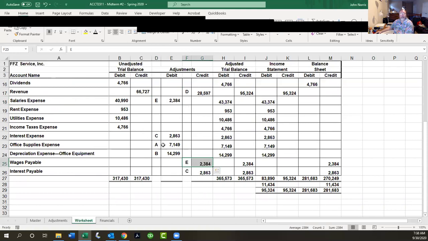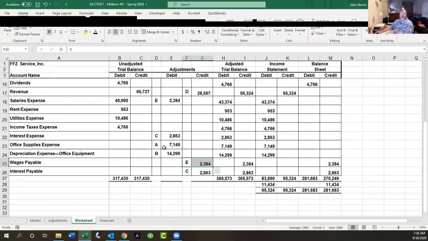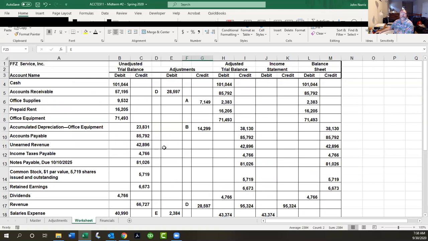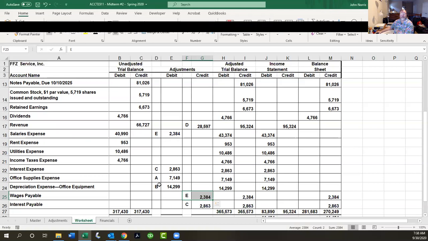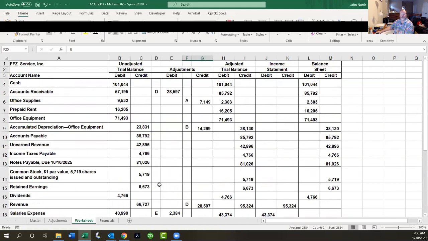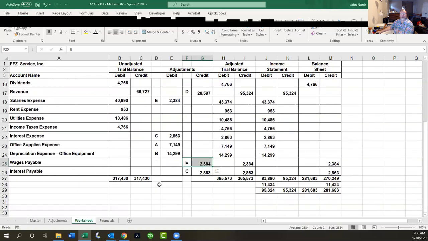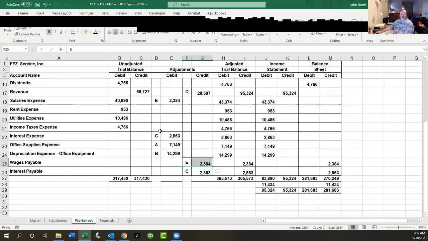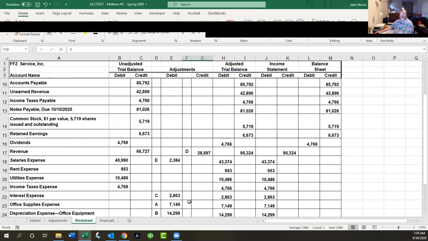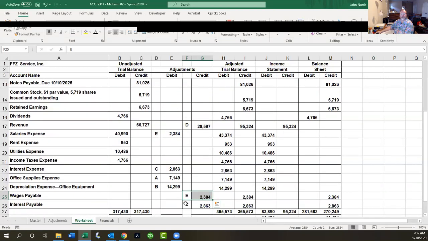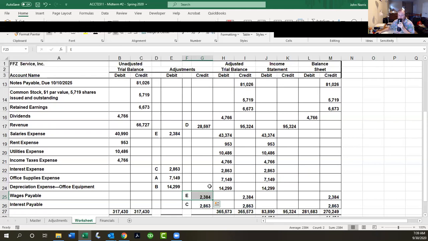So once again, we have a debit to office supplies expense and a credit to supplies. We have a debit to depreciation expense and a credit to accumulated depreciation. We have a debit to interest expense and a credit to interest payable. We have accounts receivable and revenue. And then lastly, we have salaries expense and then salaries payable.